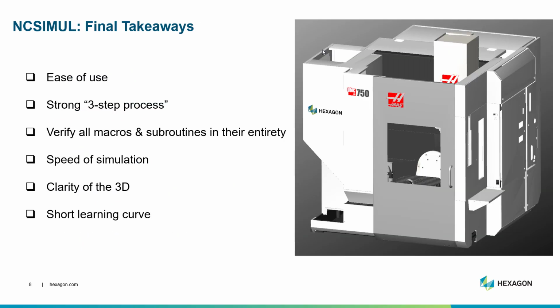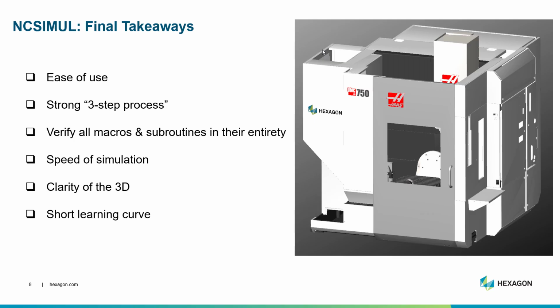If there's anything you should remember to take away from today, it's these last 6 points. The first is NC-Simul's ease of use. Since it's based on Windows, everything is tab and icon based. When you right click, it does what you expect. It's really intuitive and easy to learn. Second is the strong 3-step process that guides you from one action to the next. Again, that was G-code verification, simulation and material removal, and part verification.